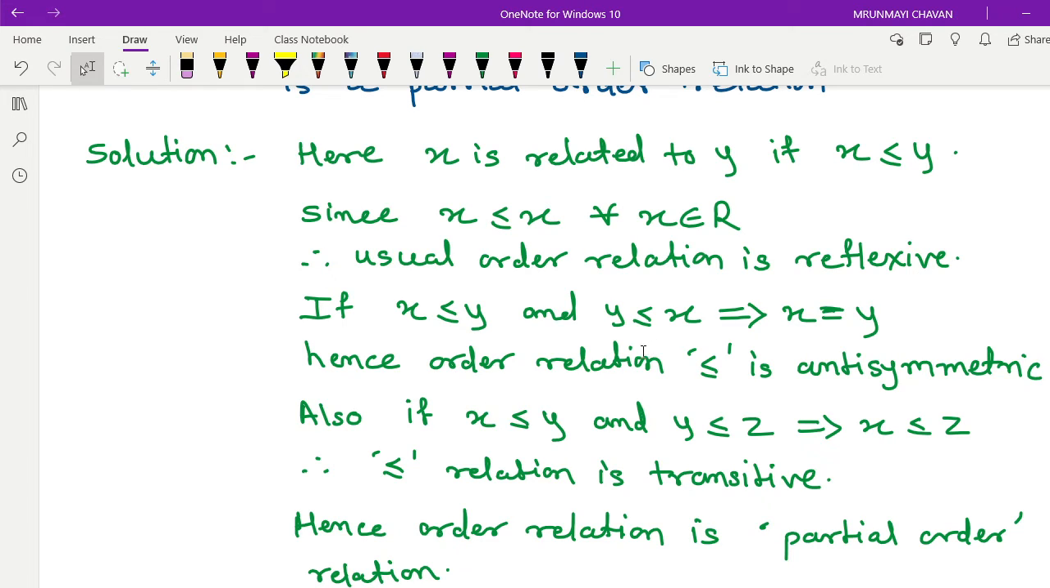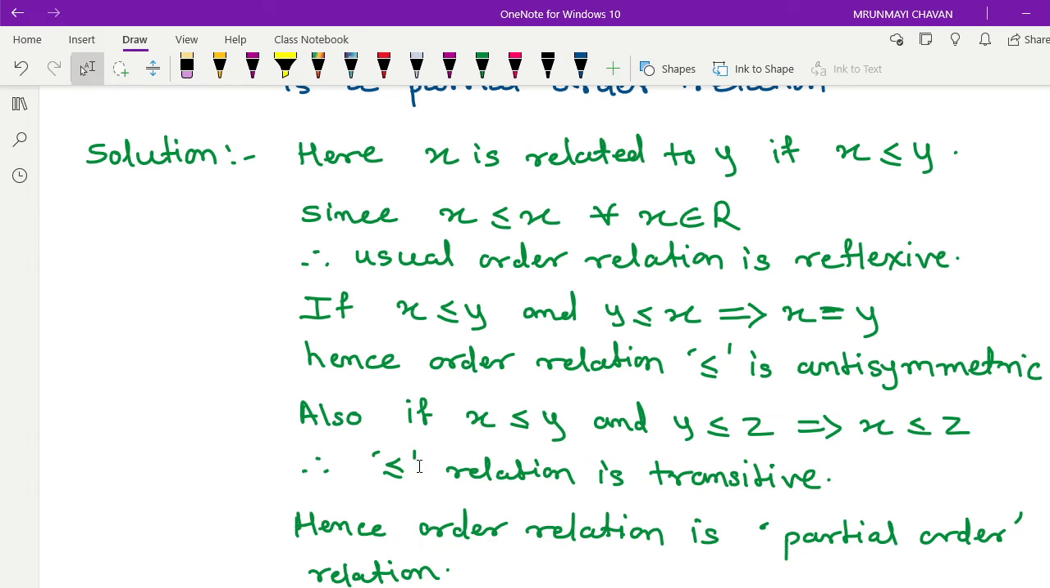Again, for antisymmetric, if x is less than or equal to y and y is less than or equal to x, then we know that this happens only when x is equal to y. Therefore, (x, y) belongs to the order relation and (y, x) belongs to the order relation implies that x is equal to y. Therefore, the order relation is antisymmetric.